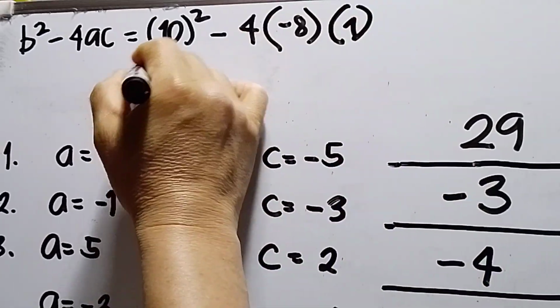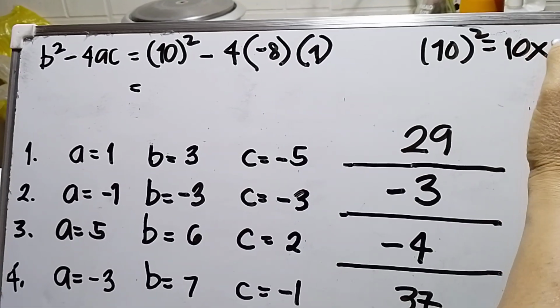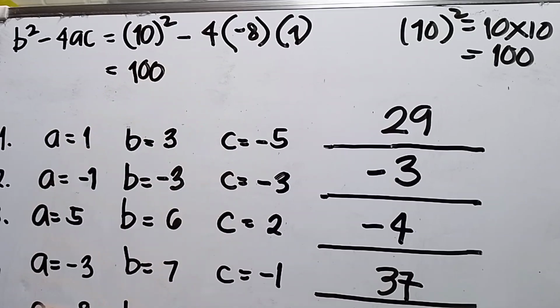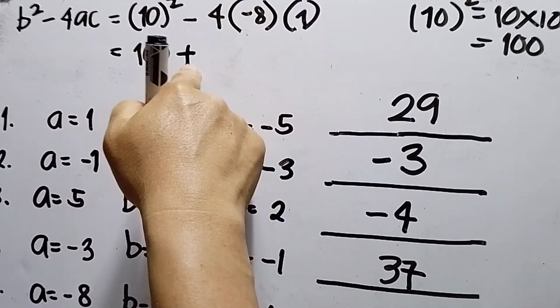So what is 10 squared? 10 squared means 10 times 10, so this will be equal to 100. So this will be 100. Negative times negative, that will be positive. And then positive, so this will be positive.